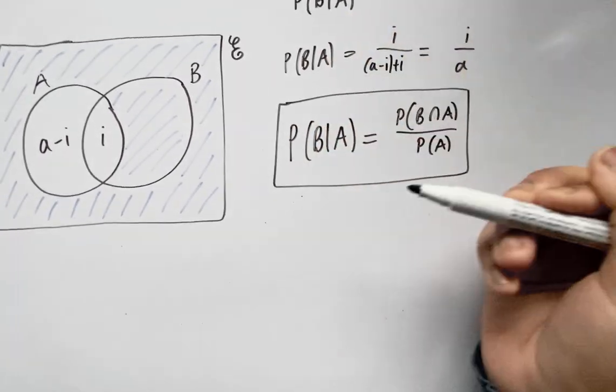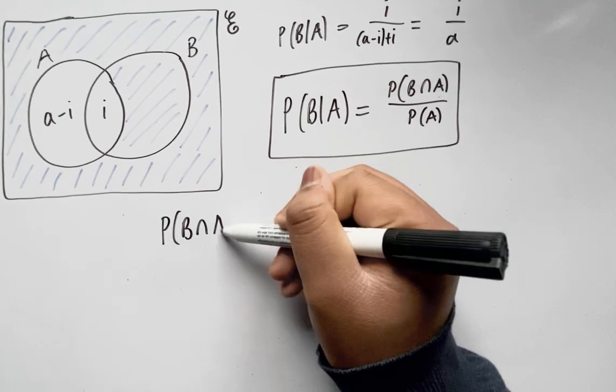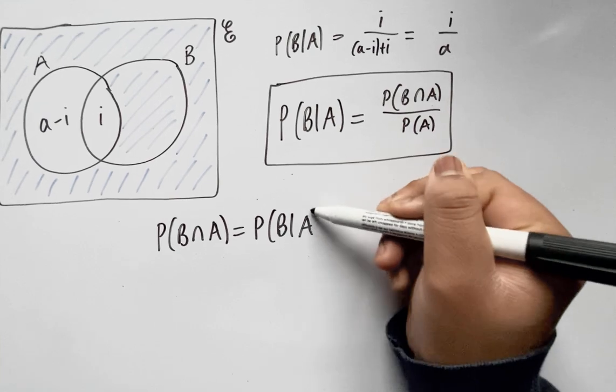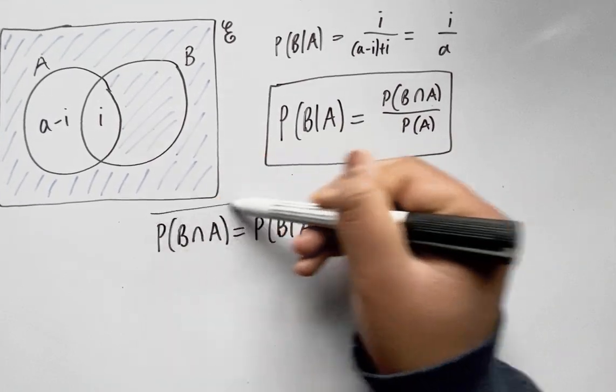Or if you'd like, you can rearrange this to get the probability of B and A is equal to the probability of B given A multiplied by the probability of A.